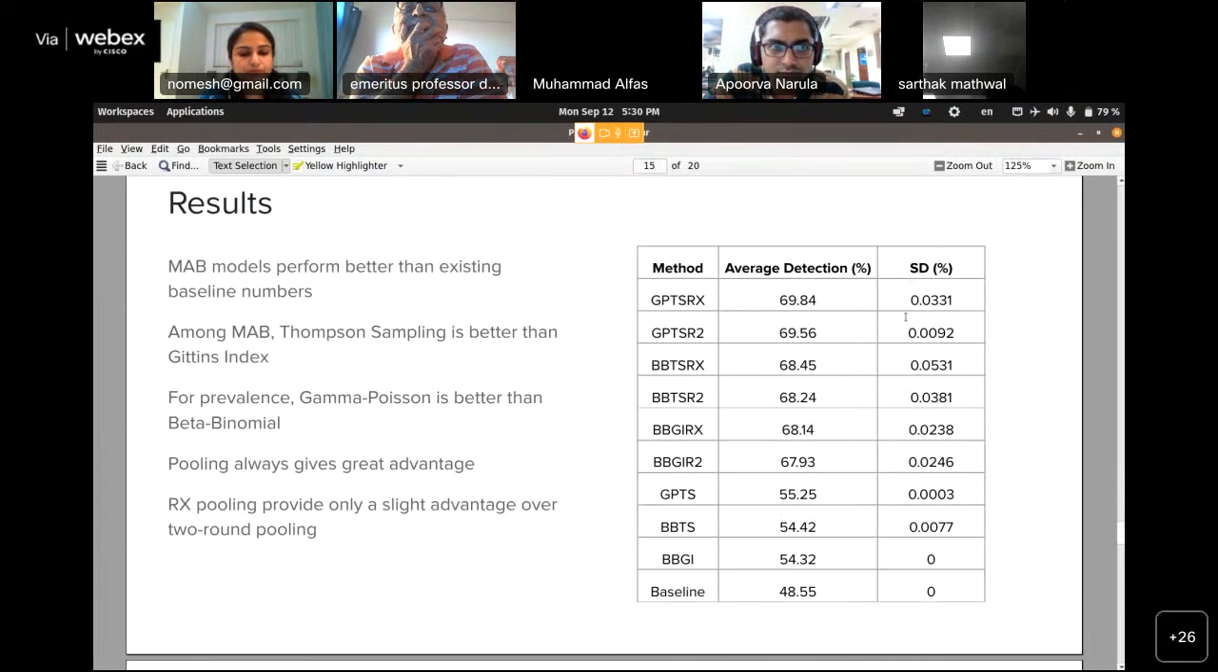So it's the standard deviation value from the simulation results, like the standard deviation in the detection rate. We did 50 simulation runs for each round for each method, and this is the standard deviation value. So we can see that the standard deviation is very low, that indicates the results are almost the same across all the runs.